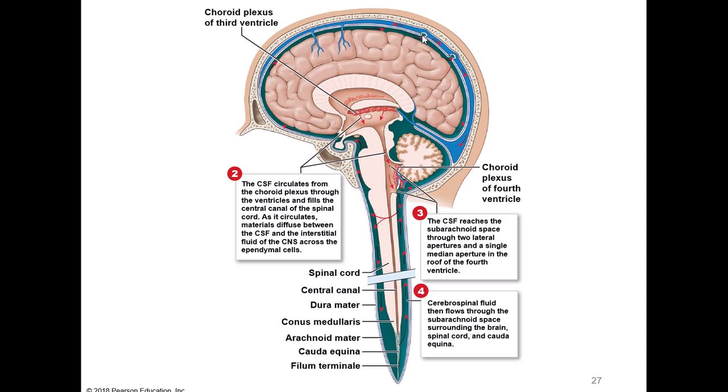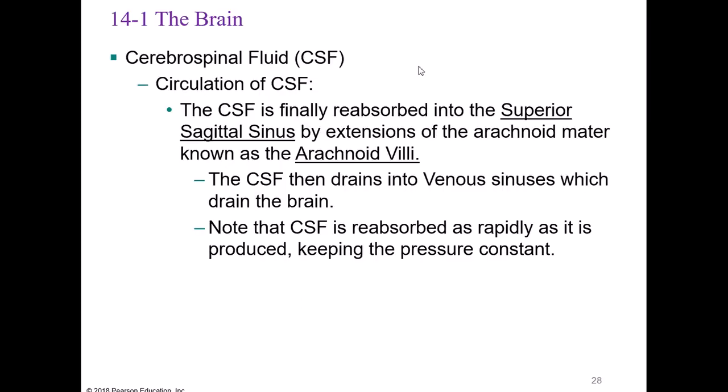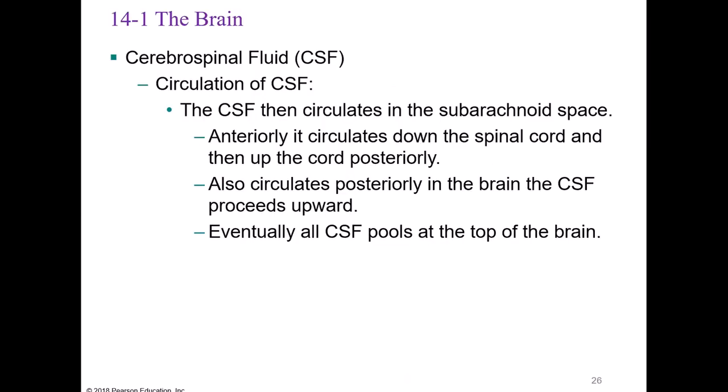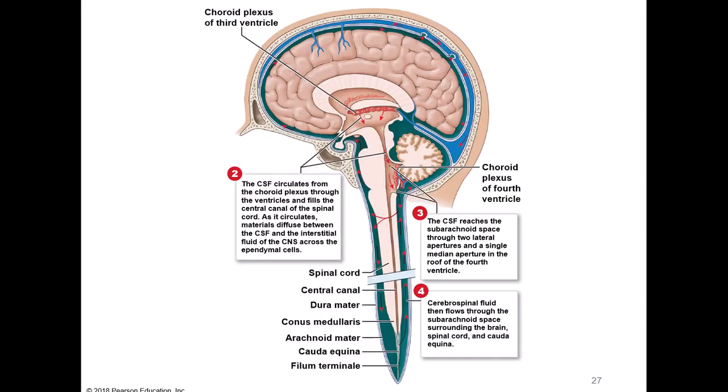We're going to talk about that in a minute. And then the fluid ends up in the venous system again. It's going to become blood again. So let's take a look here. Let me just make sure we got everything. So the cerebrospinal fluid, just to go back to the note, circulates in the subarachnoid space. Like I said before, it goes down the front of the spinal cord and then comes up the spinal cord posteriorly. And then everything is going to proceed up to the top of the brain, right? Where the CSF is going to pool at the top of the brain.